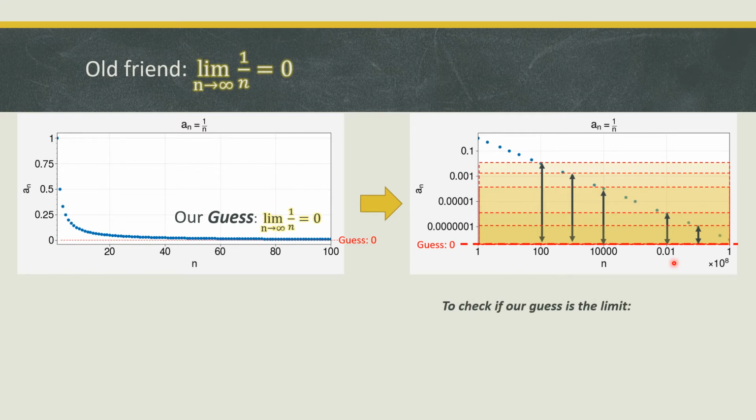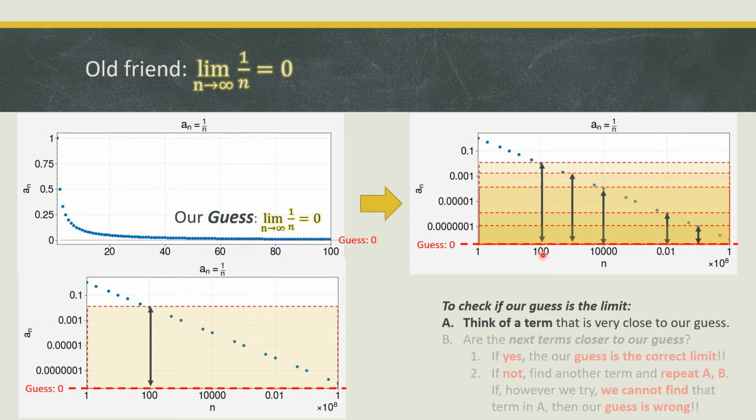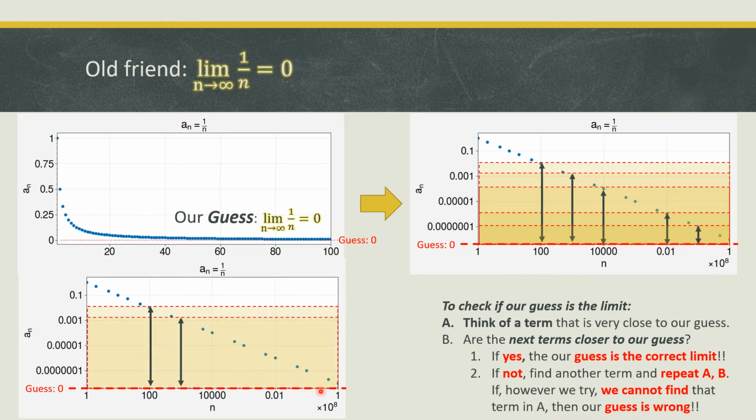So again, to check if our guess, in this case 0, is the limit, first we think of that term. In this case, 100, a sub 100. And then we ask the question, are the next terms, meaning the terms after a sub 100, that is like a sub 101, a sub 1000, and so on, are they getting closer and closer to our guess? And if yes, if they are getting closer and closer, like this one, then our guess must be the correct limit.